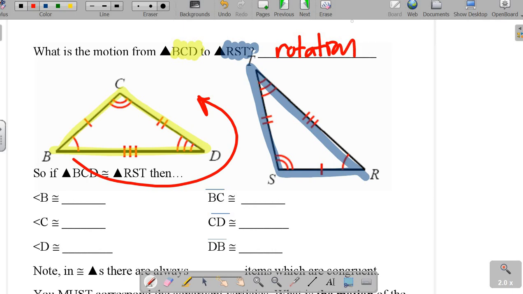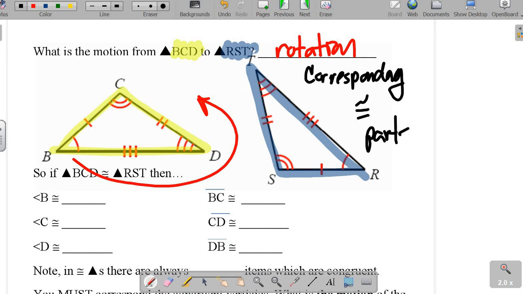And whenever you go through any one of these three motions, you end up with what's called corresponding congruent parts. Corresponding means in the same position, congruent parts. So, for example, in this set of triangles, angle B and angle R are going to be congruent because one sweep. C matches with S, angle S, congruent. D matches with T.